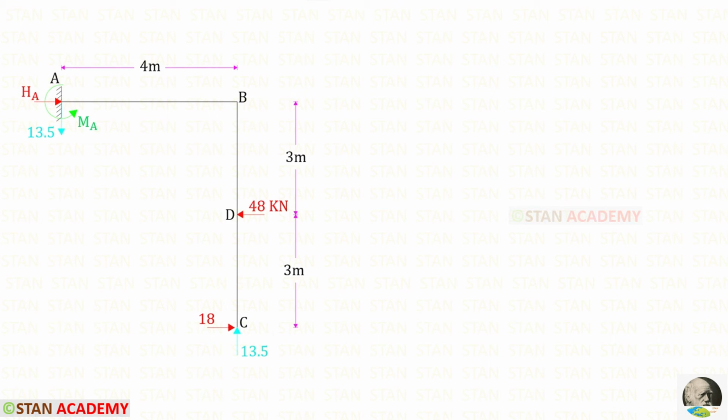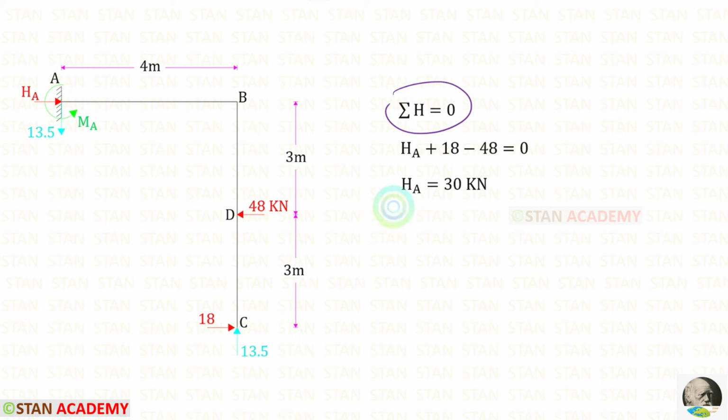We know that in this frame, there is no vertical load. In this case, the values of Vc and Va will be same, but they will be acting in the opposite directions. Vc is acting upwards, so Va should be acting downwards. Then using this rule, we can find Ha.